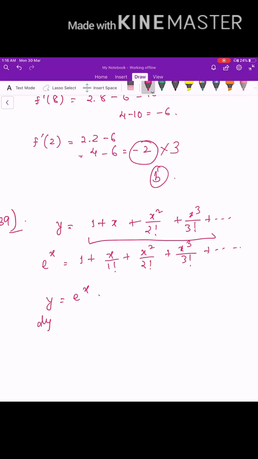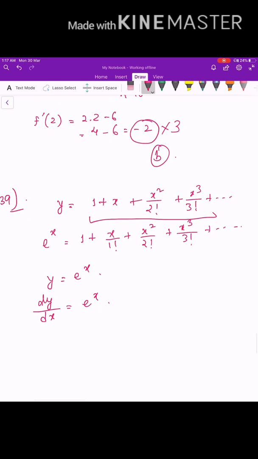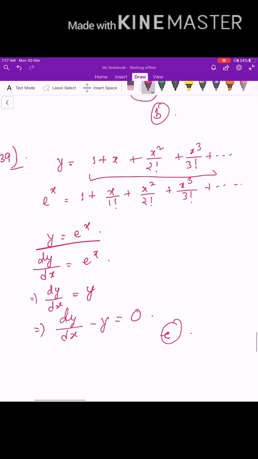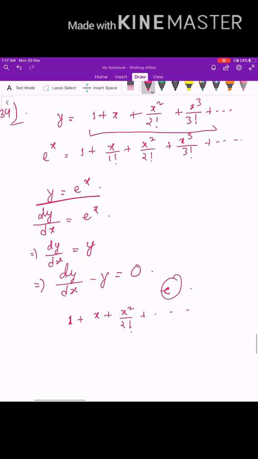right? So if I differentiate, dy by dx, e to the power x remains as e to the power x only. What is e to the power x? It is nothing but again y. So dy by dx is equal to y. So can I say dy by dx minus y is equal to 0? That is option C. So here you have to remember that if you ever see an expression of this form, it is nothing but e to the power x.